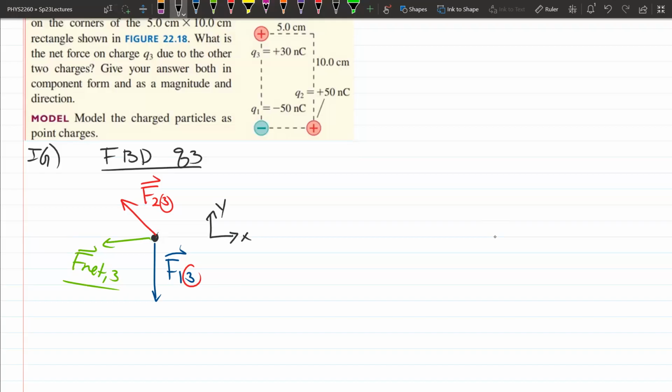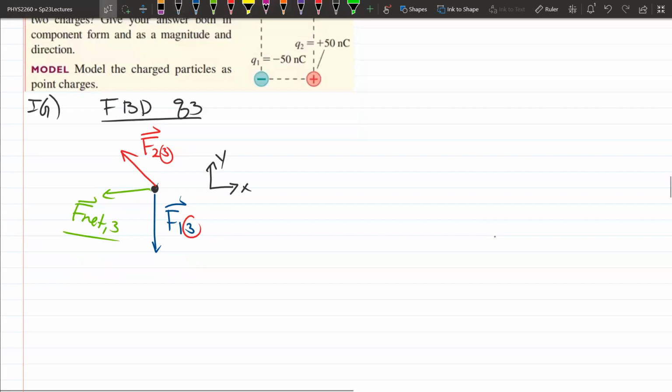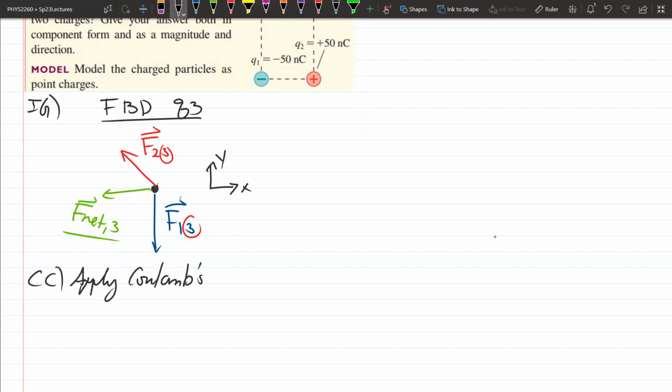So maybe it's obvious for this problem, but sometimes you don't have these horizontal and vertical axes, right? Okay, so now I'm going to take this to the concept connection. We're going to need to apply Coulomb's law. How many times do we need to apply Coulomb's law? Twice, right? Twice. And add the two forces together.